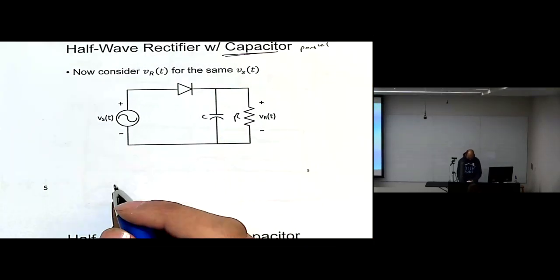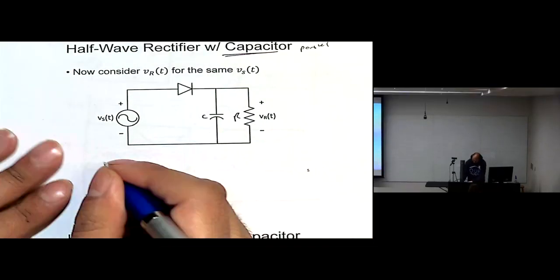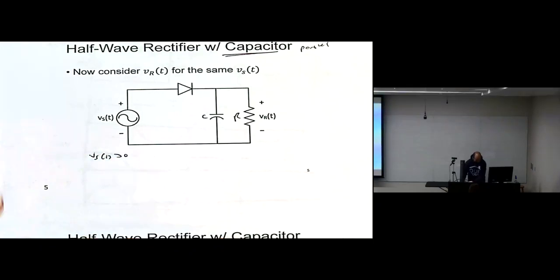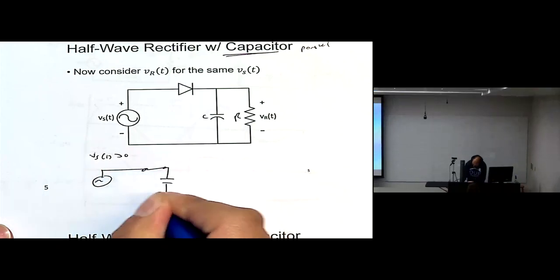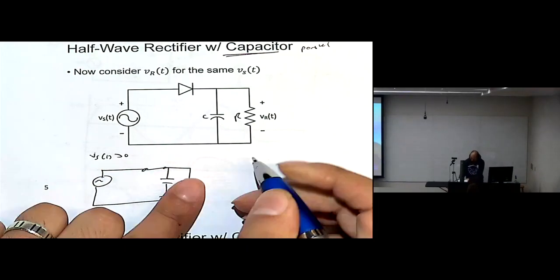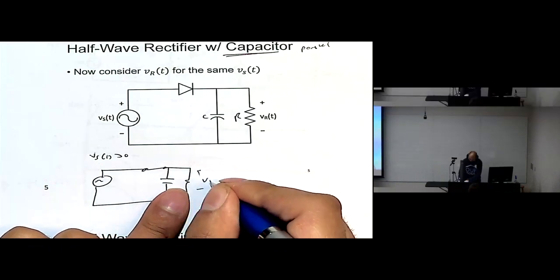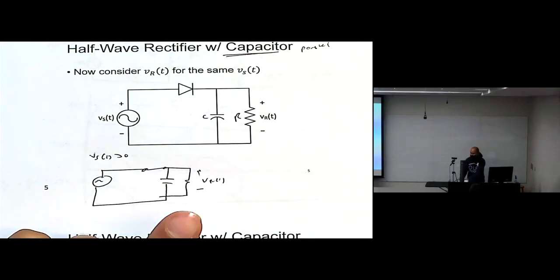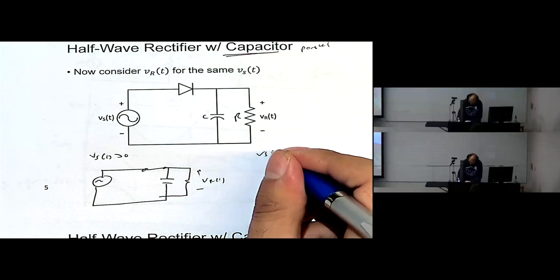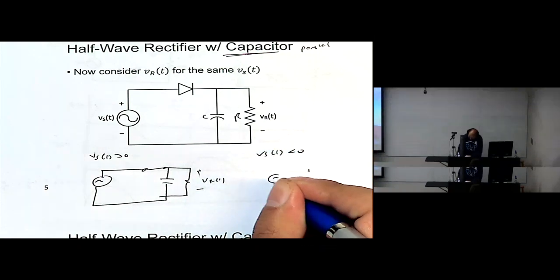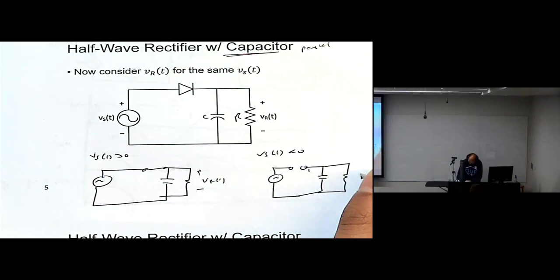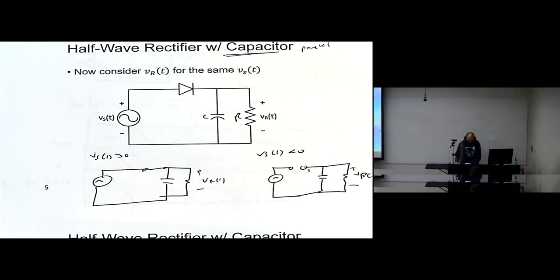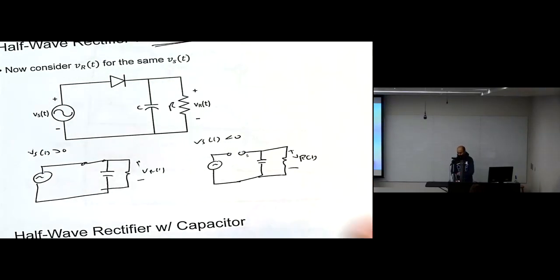So if you want to plot the equivalent circuits, if Vs of t is positive, what's happening? This is the voltage source. The diode will be short circuit. The capacitor will be charged, and the waveform of the resistor is positive. Okay. Now for Vs of t negative, then the diode will be open circuit. Now what do we have? We have the capacitor in parallel with the resistor.